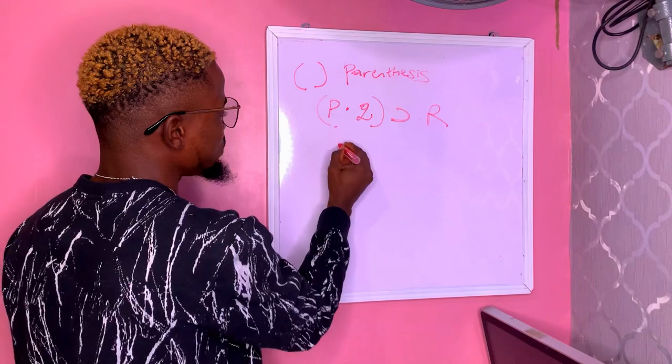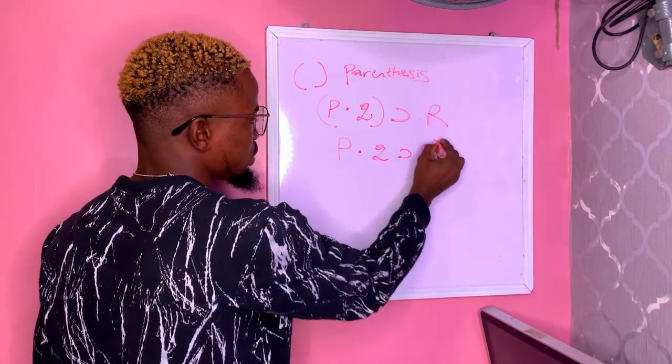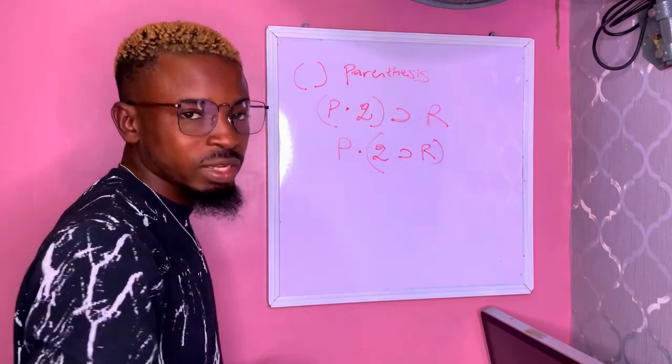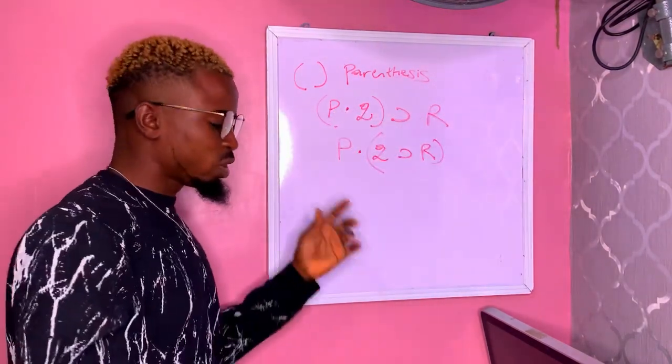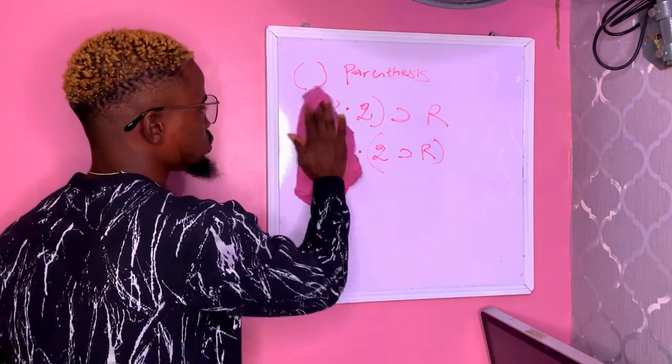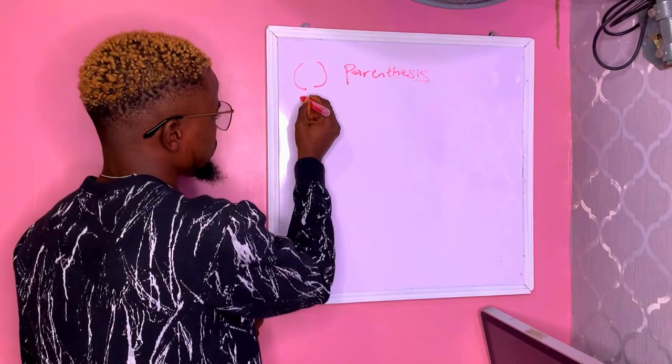It can also be P and Q implies R. I'm still going to be talking about how to know which of the variables to group, whether it's the first two or the last two. But let's quickly talk about the next punctuation, which is called square brackets.